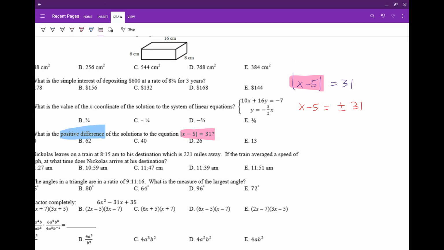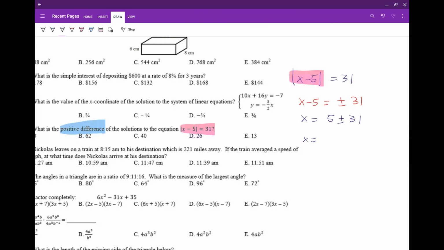So both plus or minus 2 give 2. So you have x minus 5 equals plus or minus 31. You add 5 on both sides. You have x equals 5 plus or minus 31. Those are your two solutions: x equals 5 plus 31 and x equals 5 minus 31. It's asking for the positive difference of these, so just subtract and make it positive.